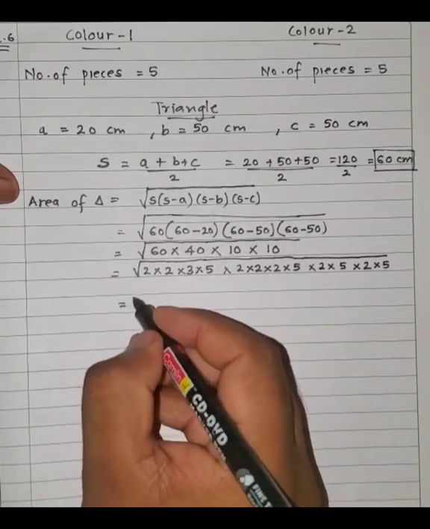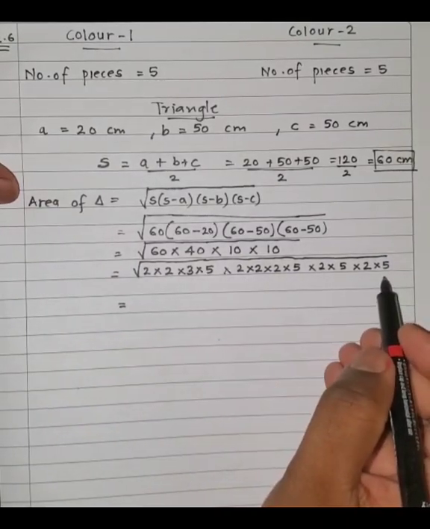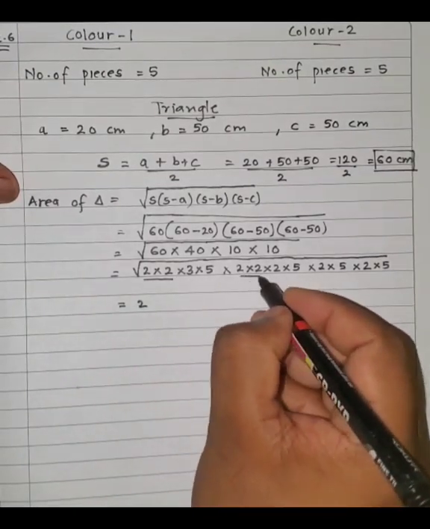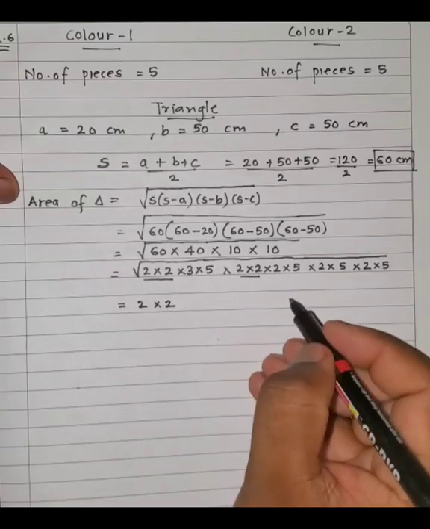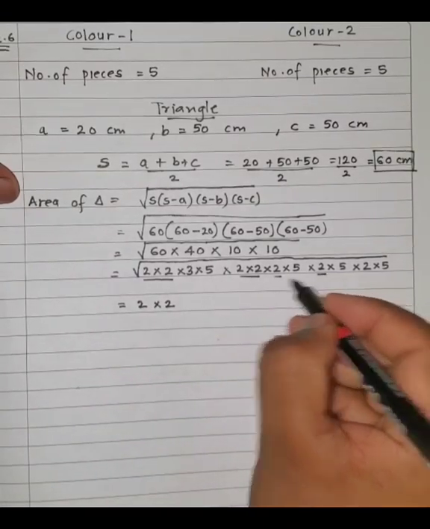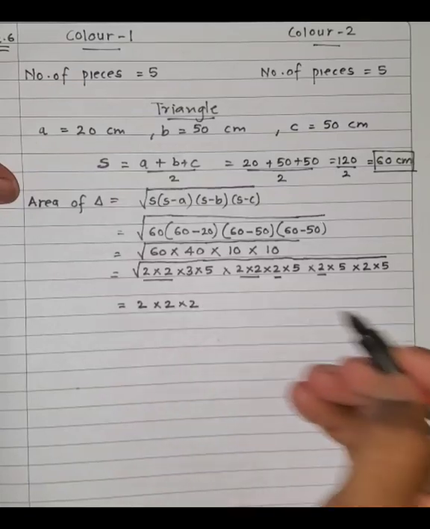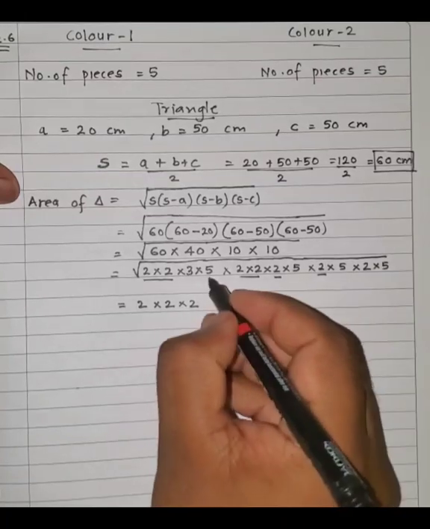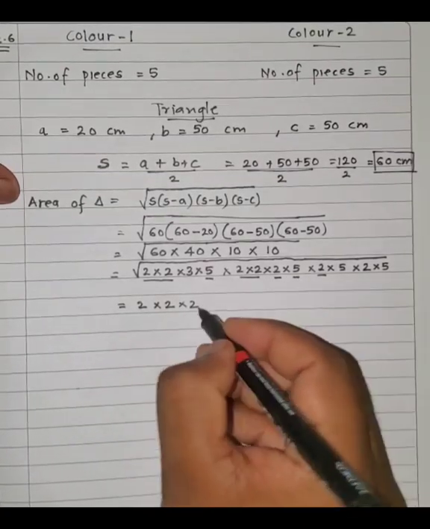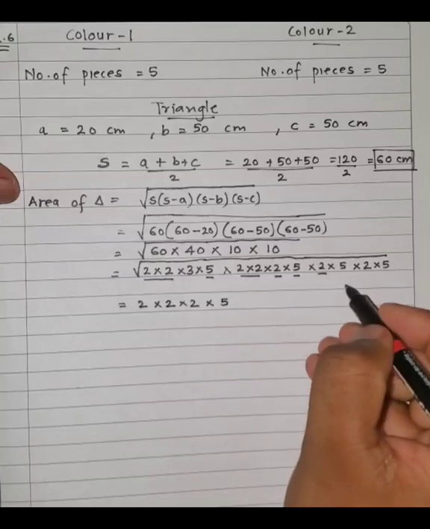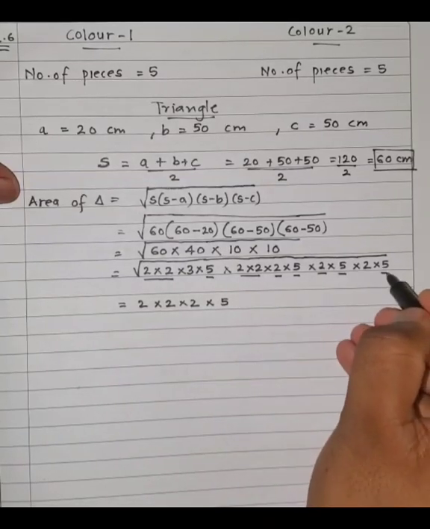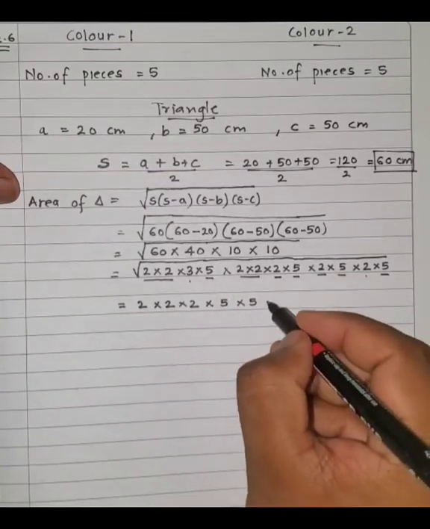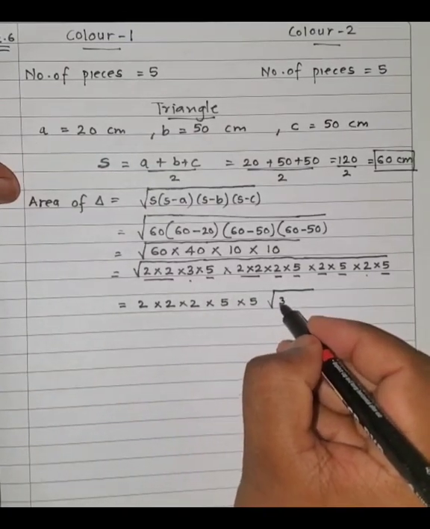Now the next step is, once I've done the prime factorization, I have to make the pairs. So this makes a pair, 2. This makes up another pair, and one more 2 out. This also makes a pair. I've got one more 2 out. Then this 5 makes a pair, and then one more 5. But I have got 1 3 and 1 2, which do not make up a pair. So that is written in the roots.